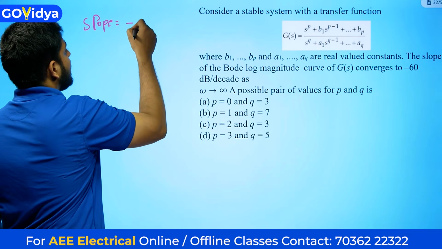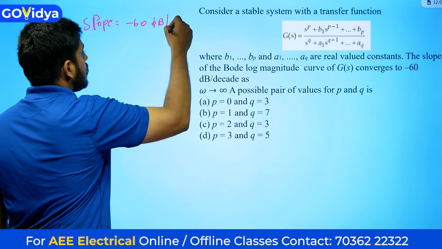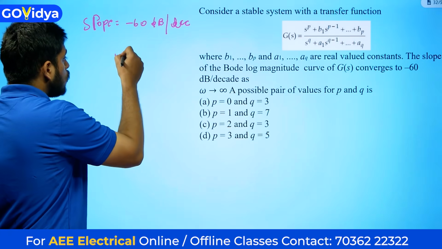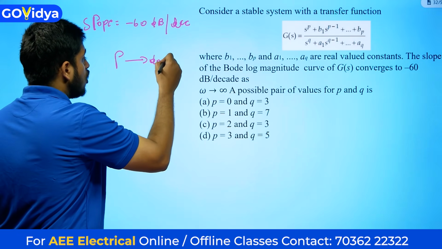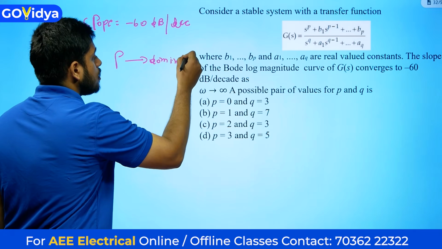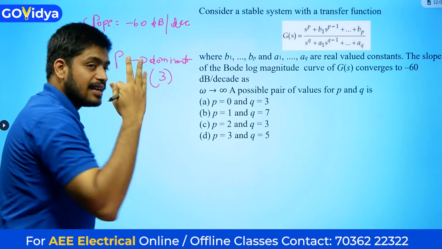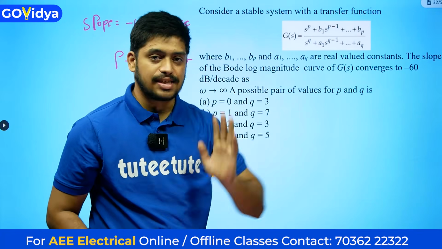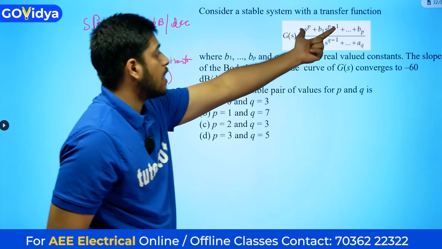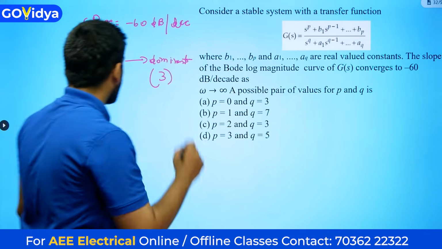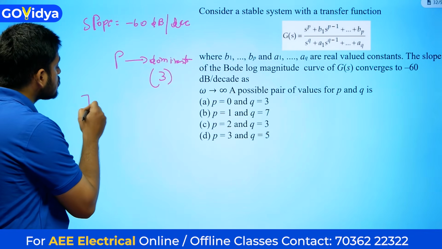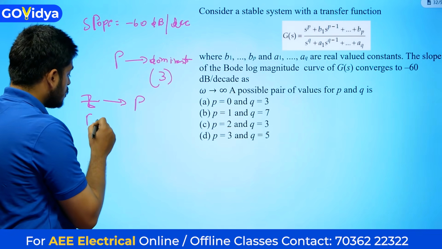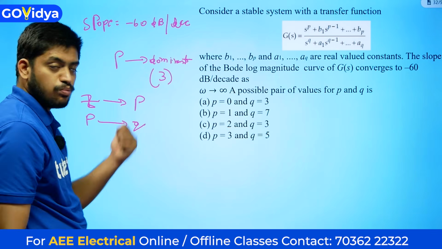The slope is given as minus 60 dB per decade, which is nothing but poles are dominant. How many dominant? 3 poles are dominant, which is 3 into minus 20, so we get minus 60, exactly, right? On the top, the numerator is for zeros. They considered p, and for poles they have considered q. Small p and small q.